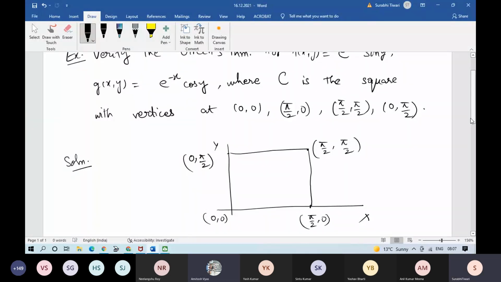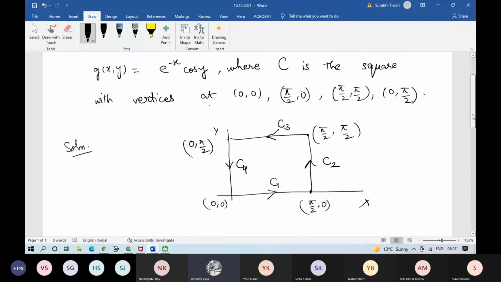Okay, this is made. And we have to go anticlockwise, counter clockwise. So this is counter clockwise direction. So we have 4 curves. This is curve C1, this line. This is C2, this is C3, and this is C4.